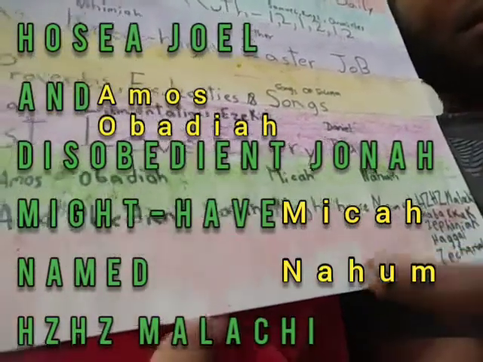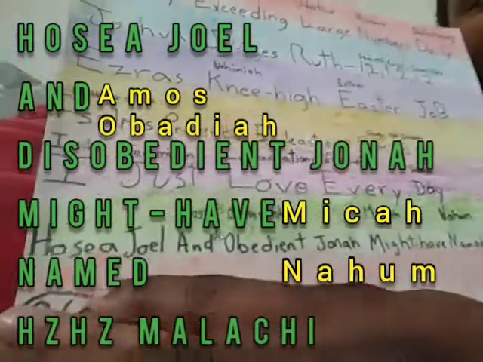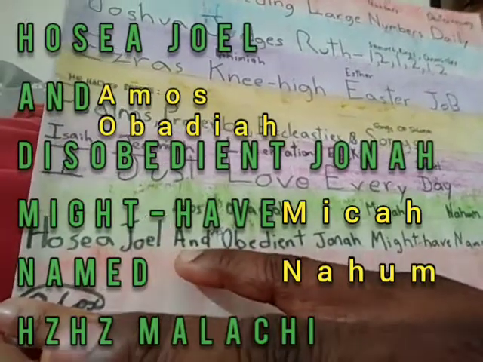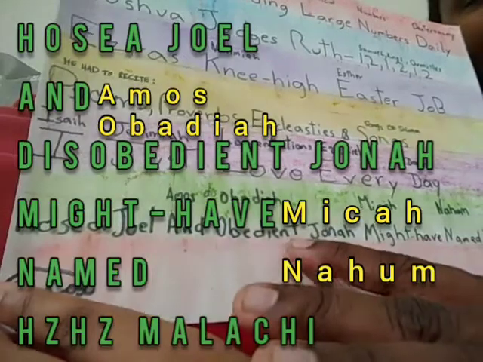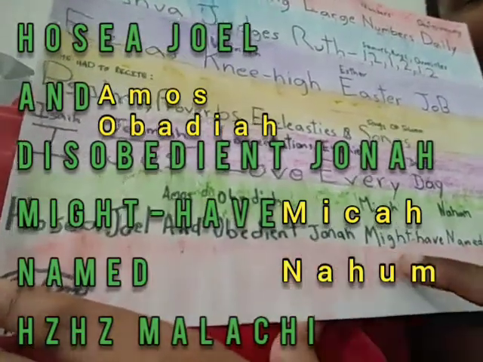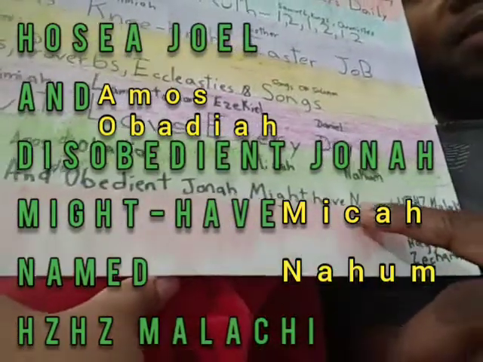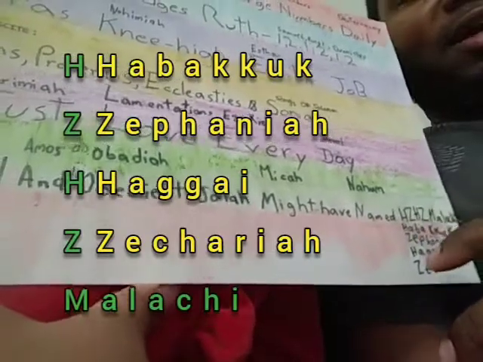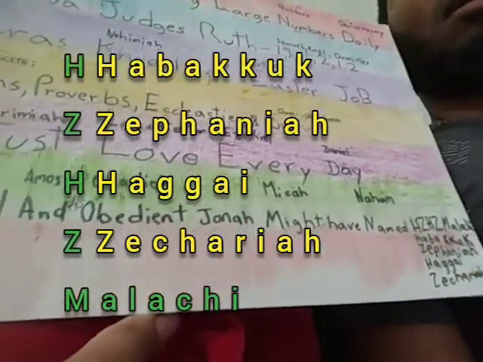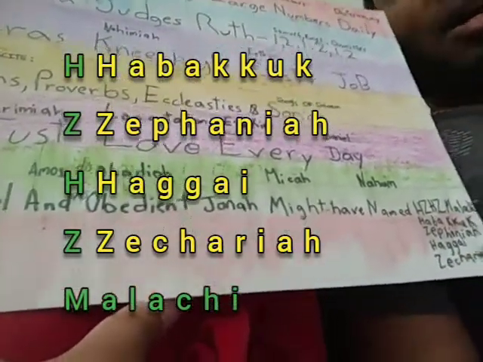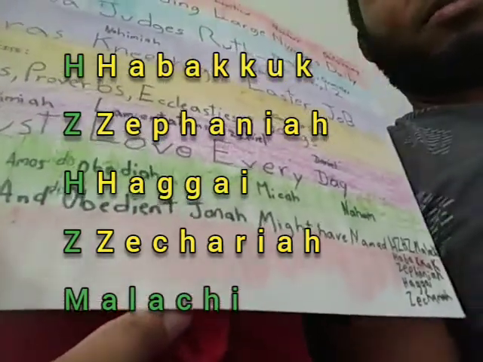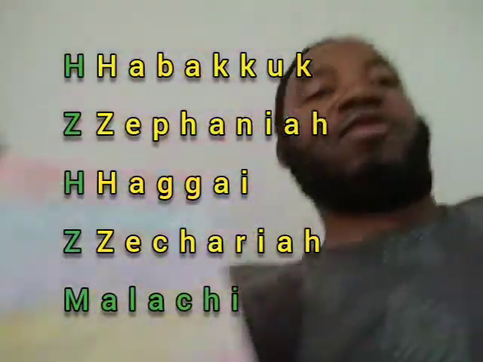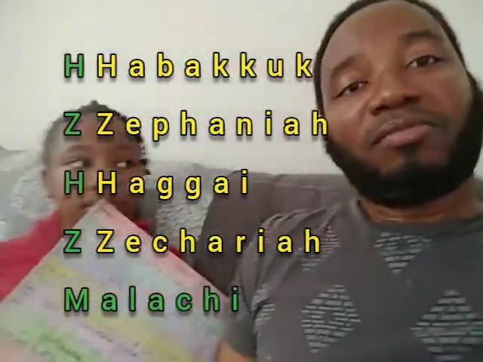Of course, Hosea is a book already. Joel is a book already. And Amos. Disobedient is Obadiah. Jonah is a book already. Might is Micah. Named is Nahum. HZHZ Malachi. That's Habakkuk, Zephaniah, Haggai, Zechariah. Oh, Zechariah, thank you. And Malachi. And folks, those are your books of the Old Testament.